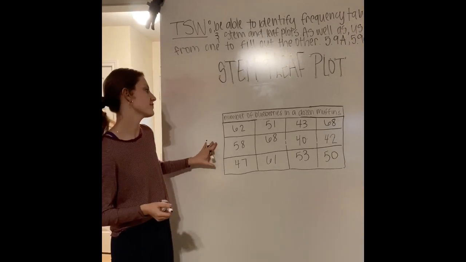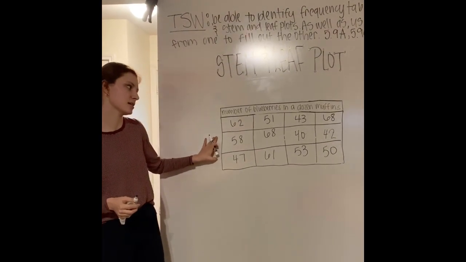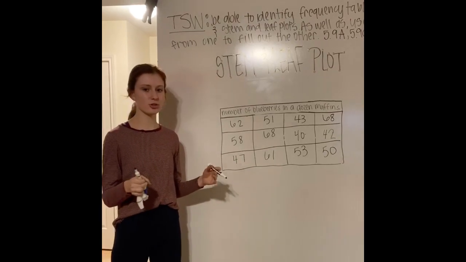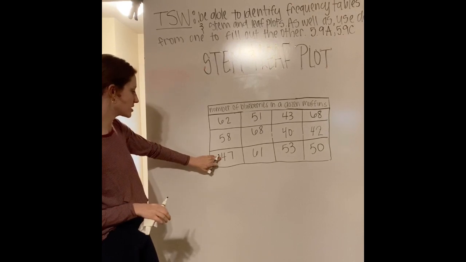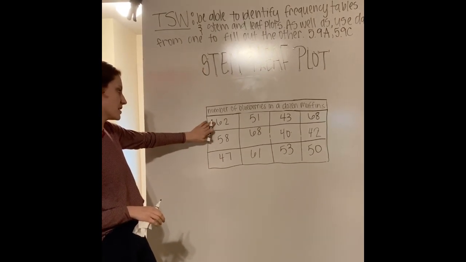Okay, so now we're going to start talking about stem and leaf plots. Here we have our graph, the number of blueberries in a dozen muffins. So first we're going to group all of these numbers by the tens place. As you can see, we have some 40s, 50s, and 60s.